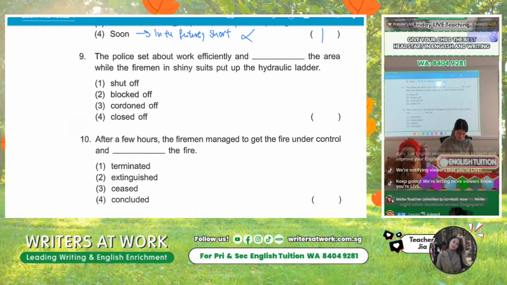So we have this one. The police set about work efficiently and blocked off the area while the firemen in shiny suits put up the hydraulic ladder. Okay, we have four options: shut off, blocked off, condoned off, and closed off. Okay, does anyone know what the answer might be? Can anyone guess the answer?